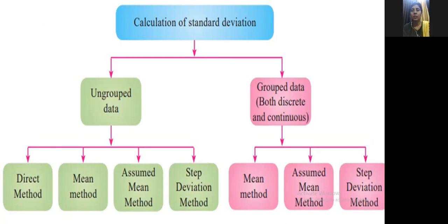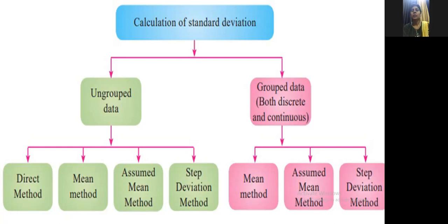The simple way to understand the difference is, if you are given the limits, the boundaries, for example class intervals, then that shows grouped data. The data varies between the limits, so 10 to 20, 20 to 30, just like that, the variation is given. This is called grouped data, where frequency is also given.